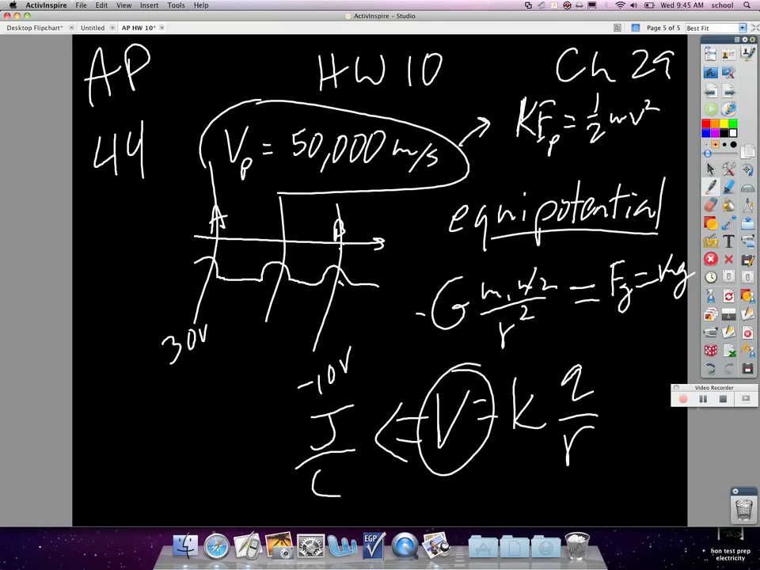Okay, sorry. Say that again. Why do you say lose? Because it's going from 30 to -10. Okay, so what does positive and negative mean for this? Oh, it's a scalar. Or is it just going the other way?